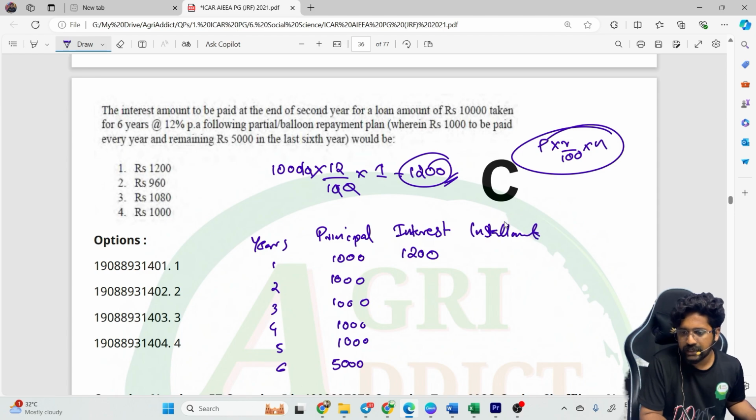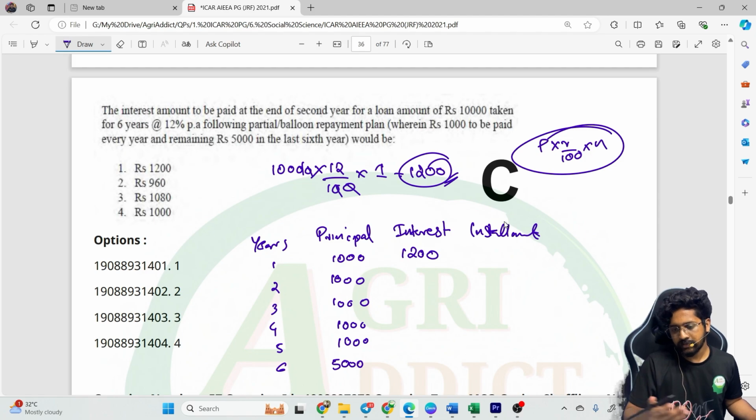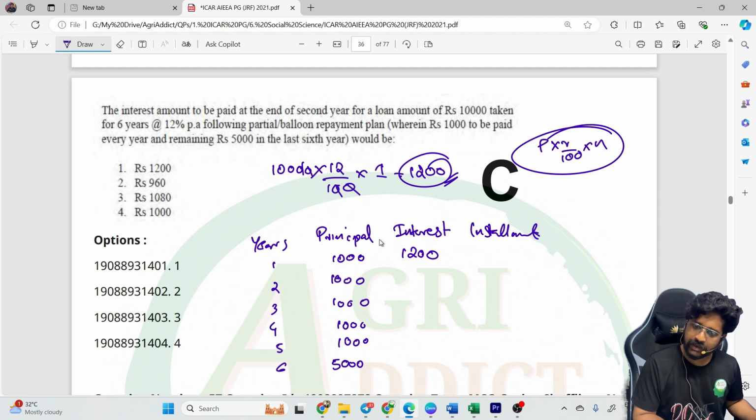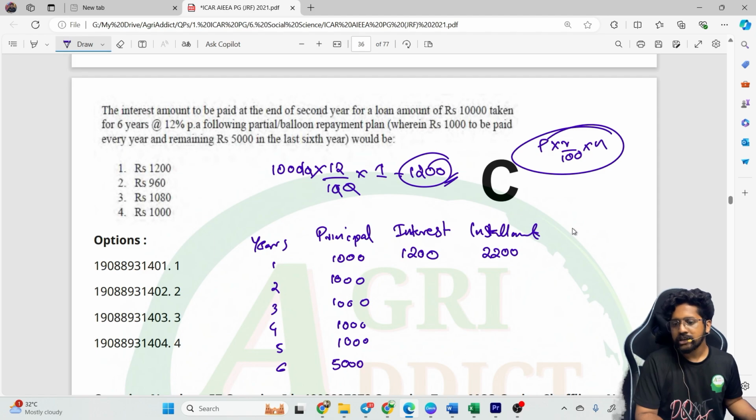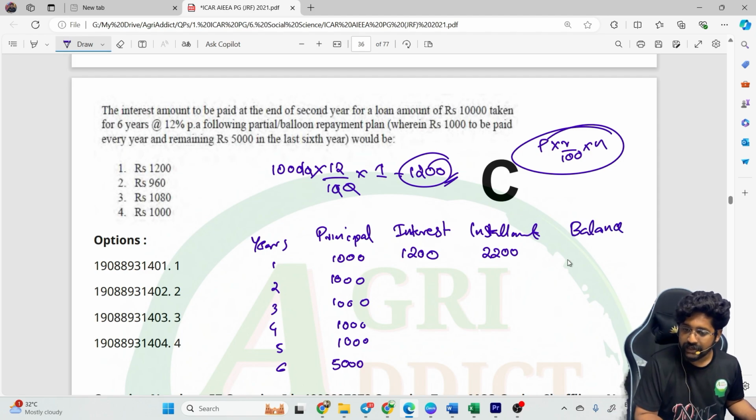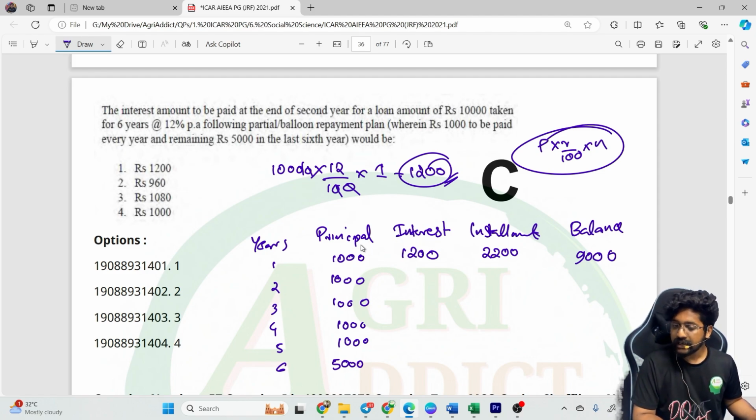installment, what will be the total installment? Installment is nothing but the total amount that is paid by the person who has taken the loan. So the total installment will be the sum of the principal as well as the interest. So therefore 2200 rupees will be paid, right? So what is actually the remaining amount? The balance that has to be paid is actually 9000 rupees, because the first 1000 of the principal amount has been paid.